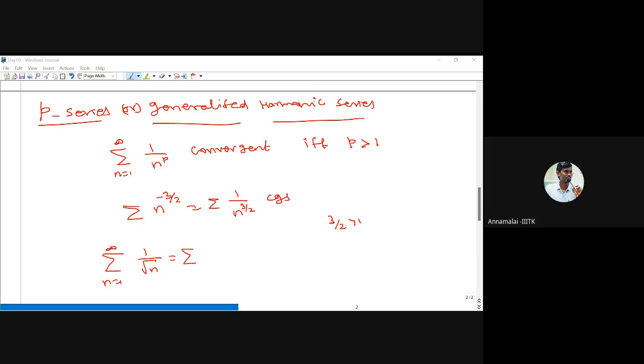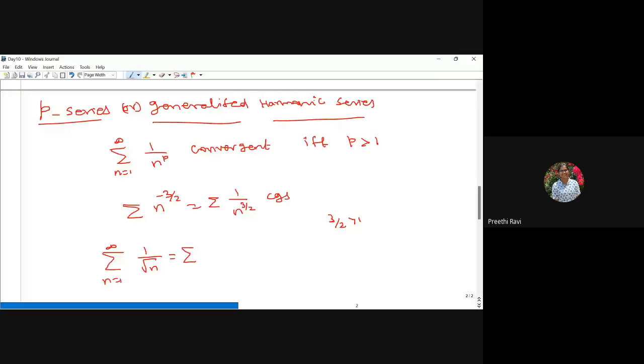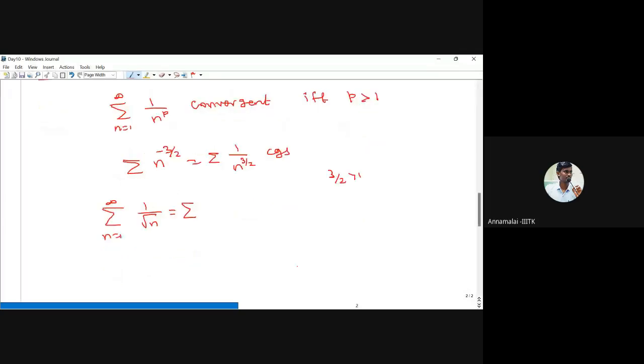It does not converge, sir. Okay, please wait. Hello? Yes, sir. Yeah, okay, now this does not converge. Very good, it diverges. Why? Because this is 1 by n power 1 by 2, so p is 1 by 2, which is strictly less than 1. If it converges, p should be bigger than 1. Therefore, this series diverges.